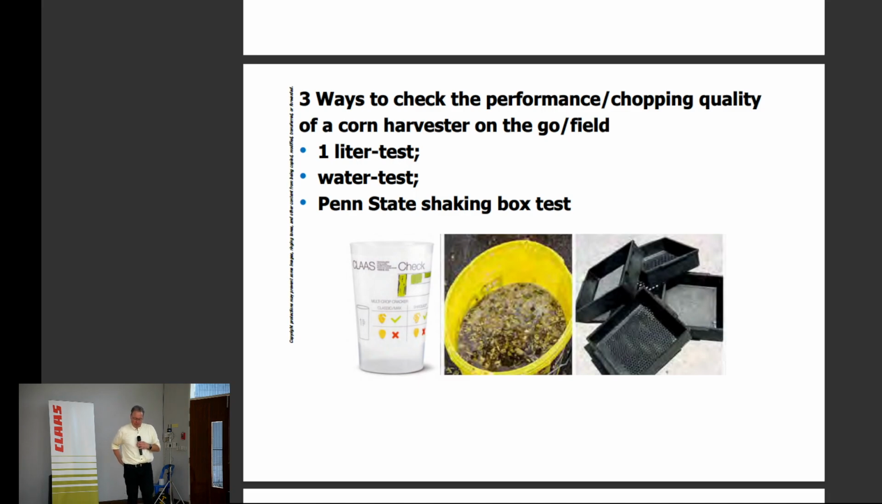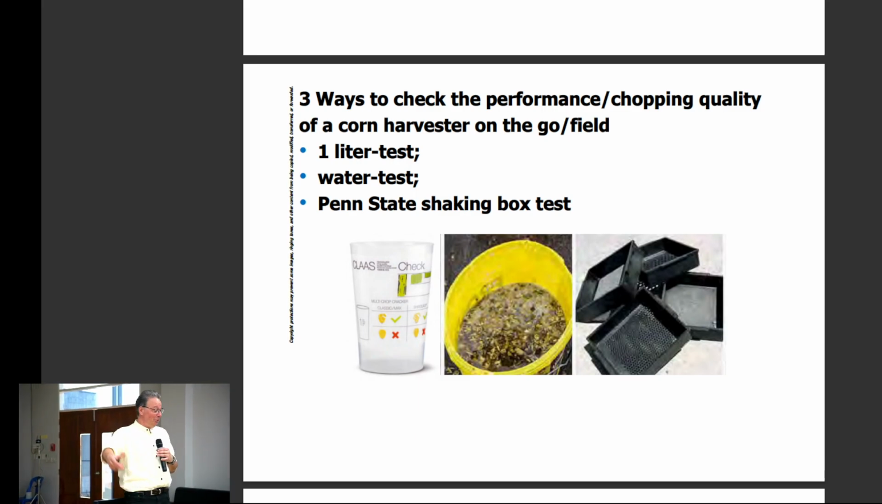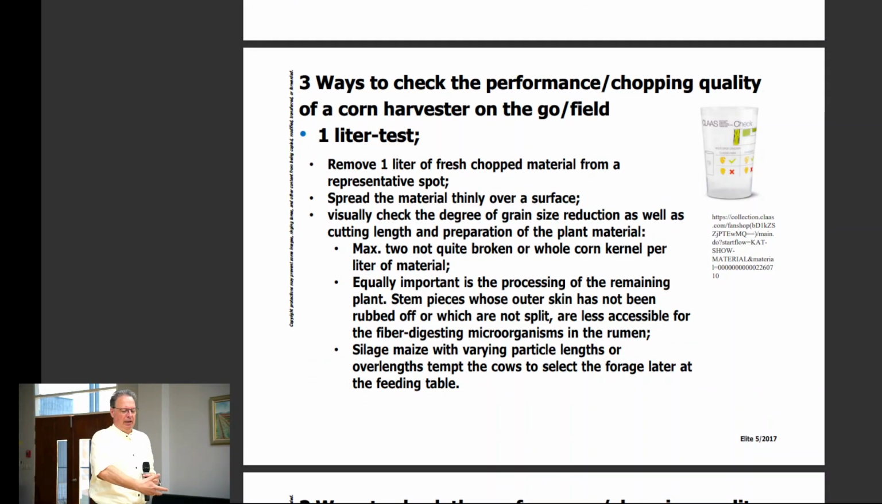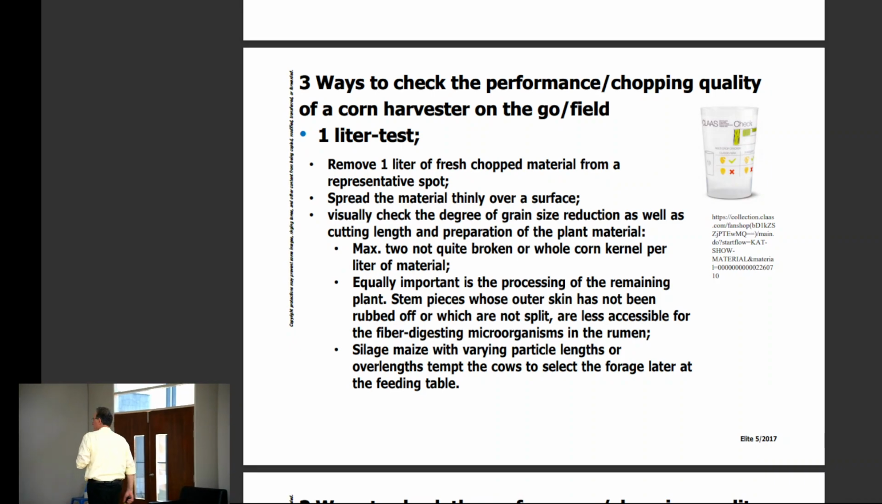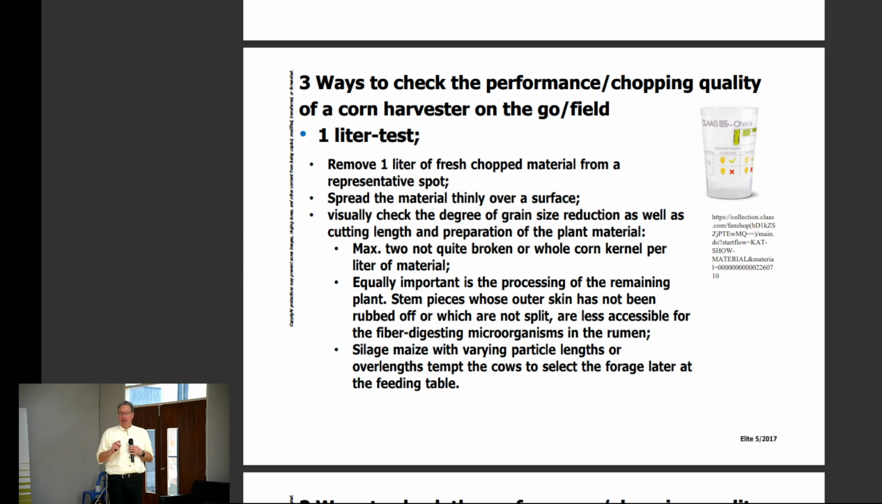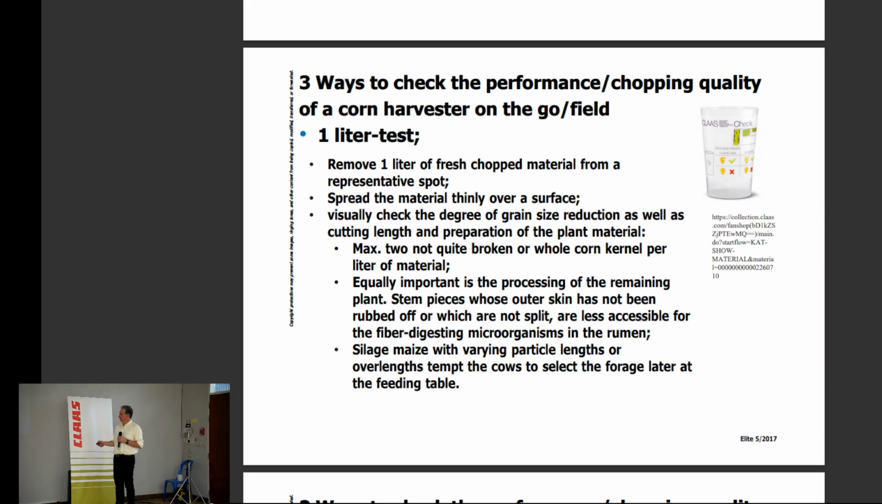What I like most is the 1 liter test. You see there's this nice glass bucket you can buy for a small price to get 1 liter of corn. But you can also take, of course, 2 handfuls of corn and spread them on the table. So you get the material, hopefully from a representative spot, and then you just look at it. And what are the criteria? Again, rule of thumb: there should not be more than two kernels which are not quite broken.